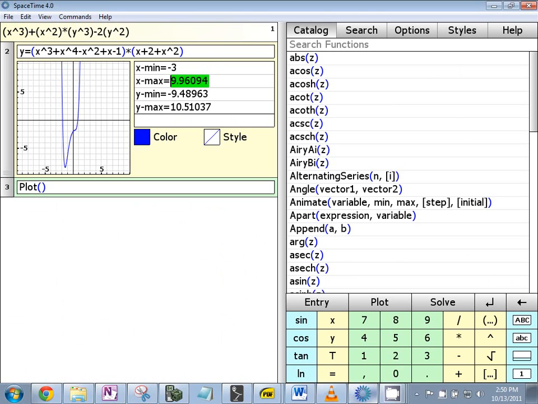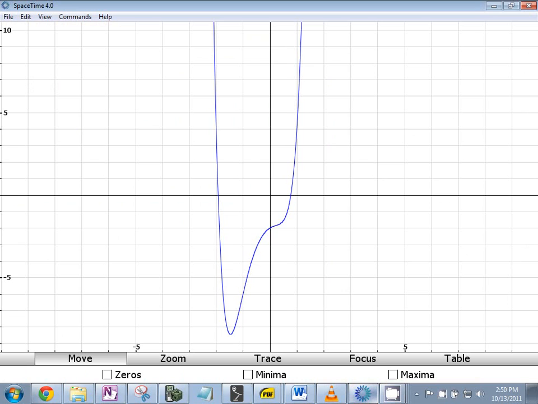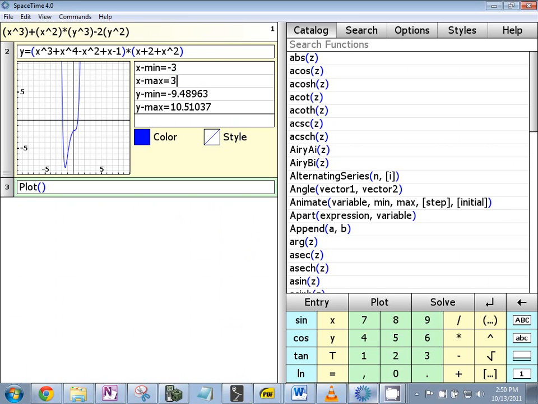X to the 6th. So here's what the graph looks like. I'll put that in there. Can you graph this on your calculator? Absolutely.